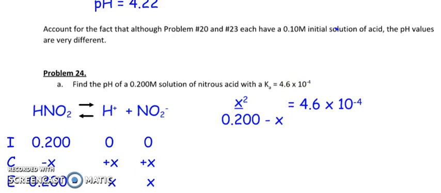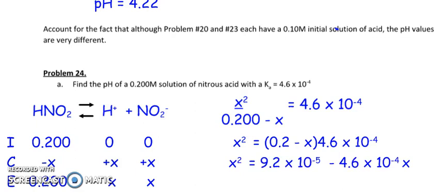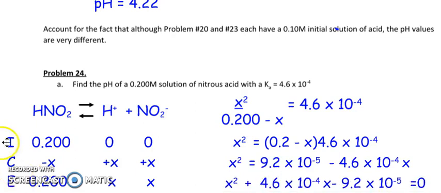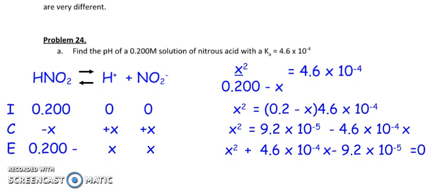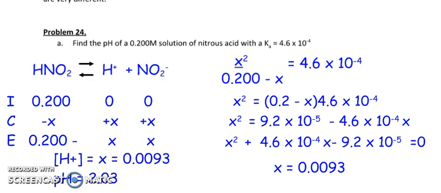Oh, very, very sad. So I do have to multiply both sides by the denominator, and then I do have to distribute. Okay, and then I did rearrange this to get in terms of y, the quadratic. So when I do this, and I'm using my quadratic solver, I did get x equals 0.0093 as the only root that would make sense. So next is, here is my H+ concentration, and my pH is 2.03.